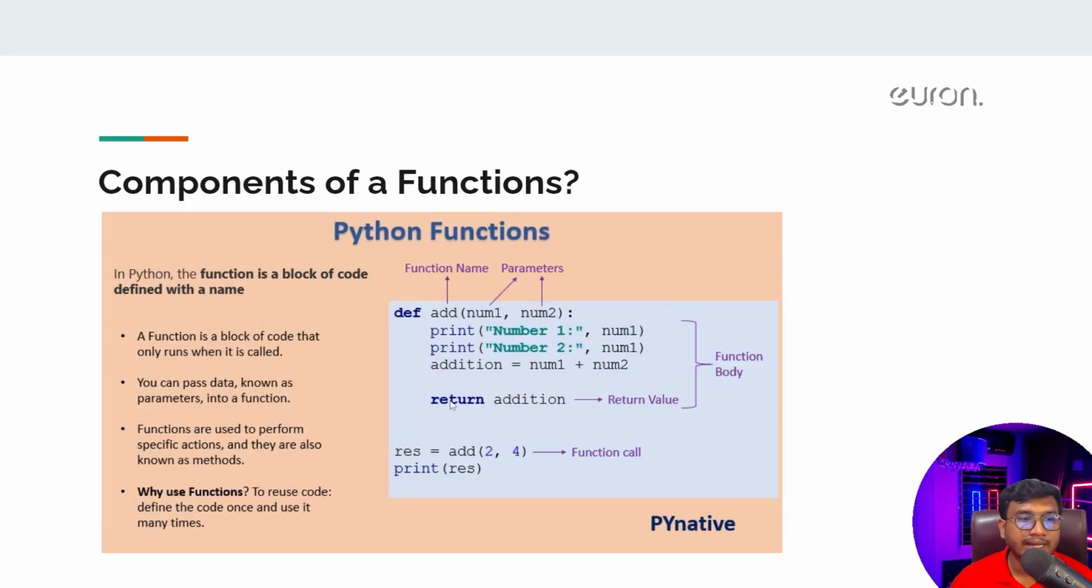Okay, and it is returning this particular value. That's why I'm storing this particular value in a variable called result, and I'm printing this result variable inside my console. So this is the component of a function. I hope this part is clear.